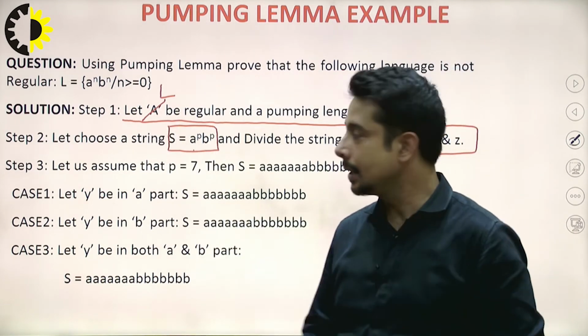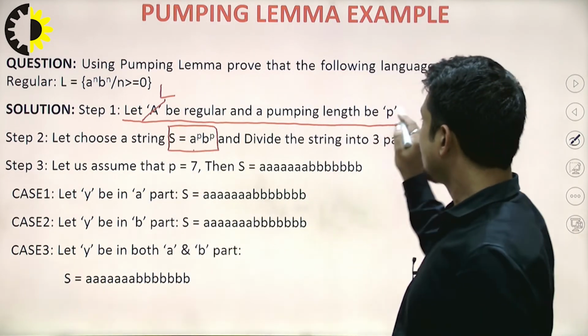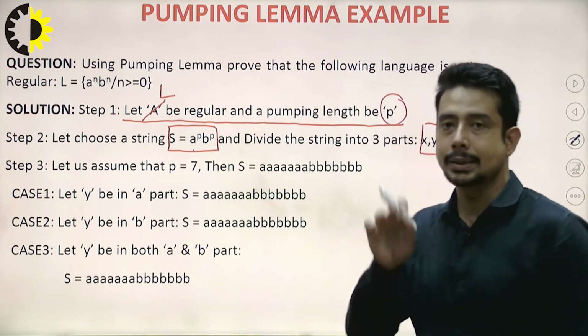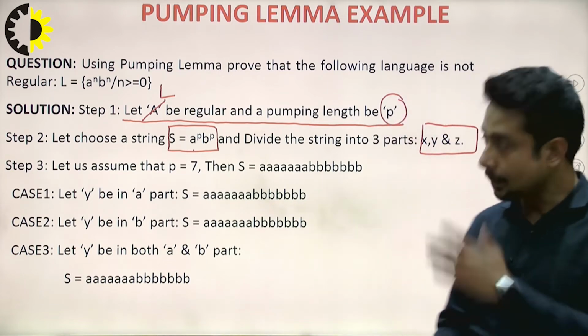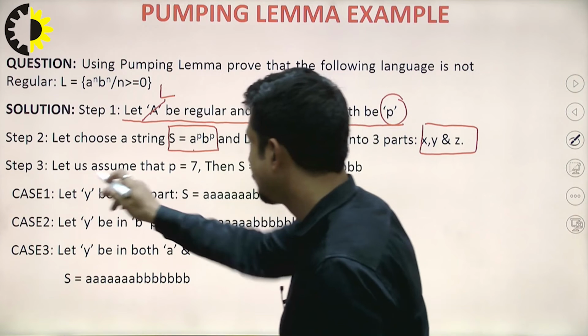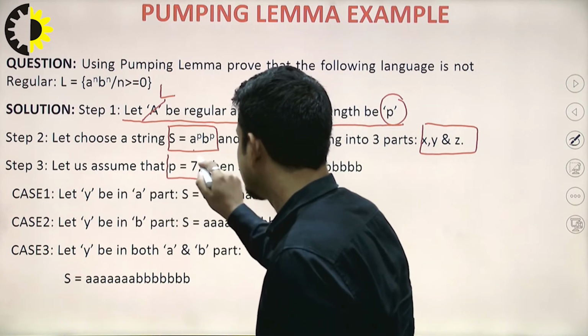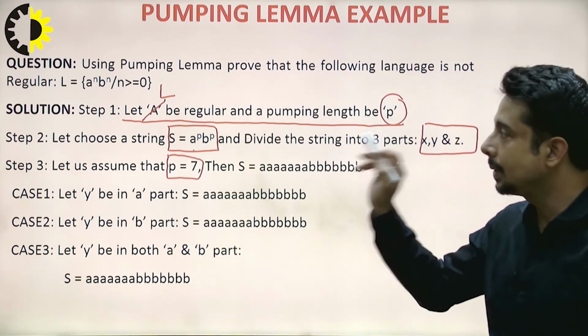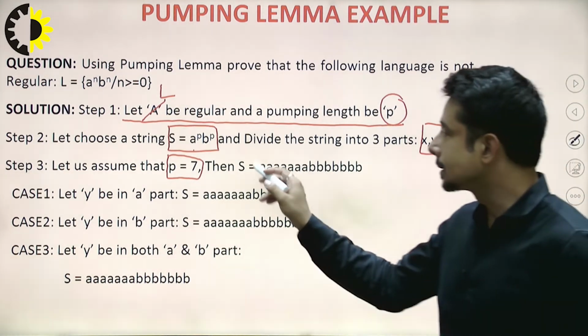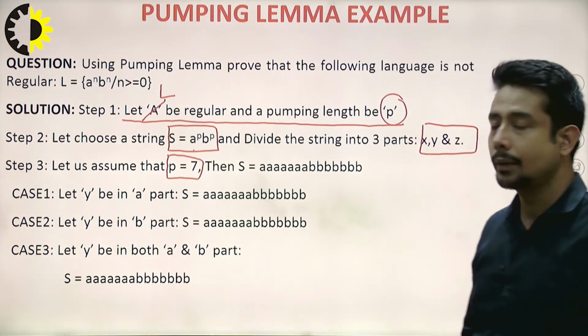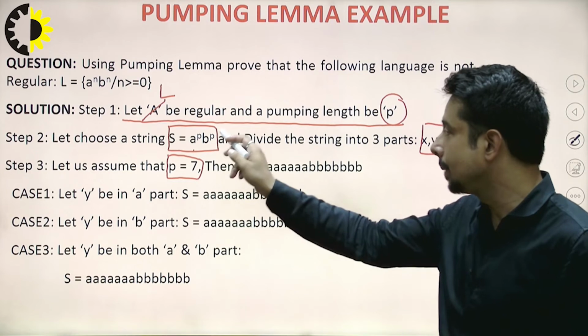Now in step number 3, for the pumping length that I have taken, I need to assign a value. Suppose in step number 3, I have assumed P is equal to 7. Now if P is equal to 7, then the string S that I have taken will be a to the power 7, b to the power 7.